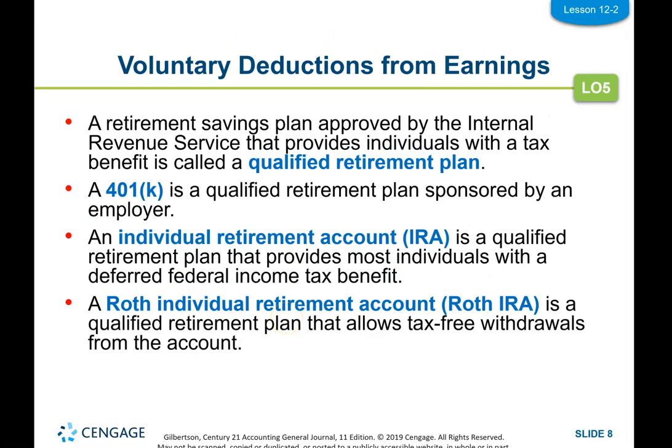A retirement savings plan approved by the Internal Revenue Service that provides individuals with a tax benefit is called a qualified retirement plan. An example of that could be a 401k, which is sponsored by an employer. Another would be an individual retirement account, or an IRA, that is sponsored by the individual. And then a special type of IRA is called a Roth IRA. The difference between a standard or traditional IRA and a Roth IRA is how the taxes are paid on them.